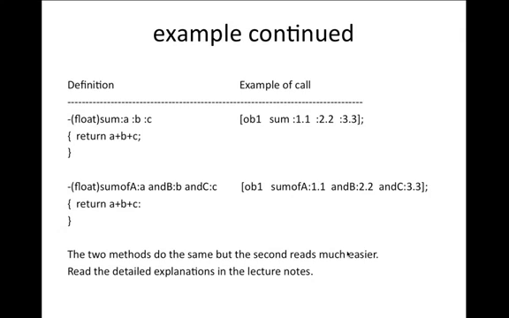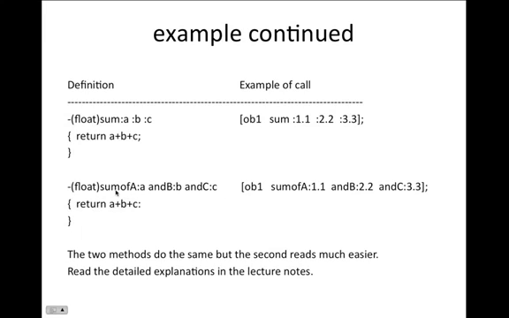Here are some more examples in terms of the definition. Here's our float sum method. The return type is a float. The method name is sum. We have A, B, and C. It returns A plus B plus C. And then here's the syntax for object 1. Sum 1 is 1, 2 is 2, 3 is 3. So point 1, point 2, point 3, actually.